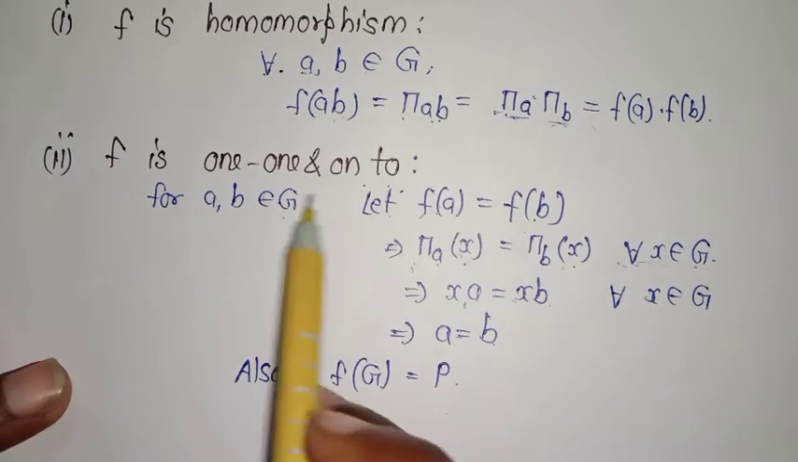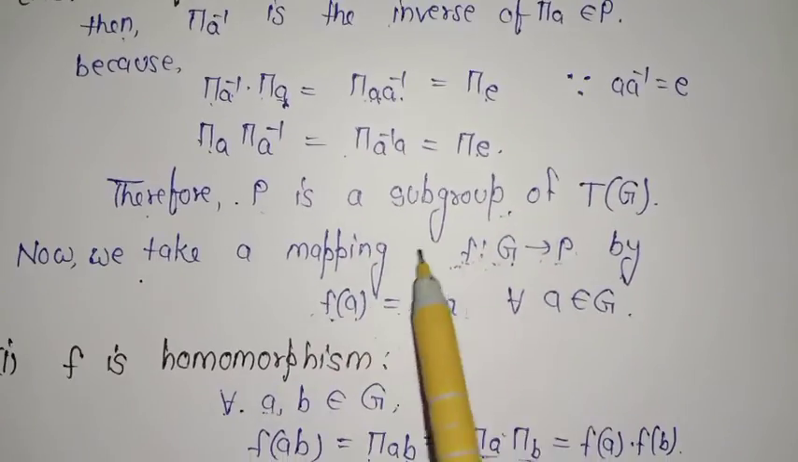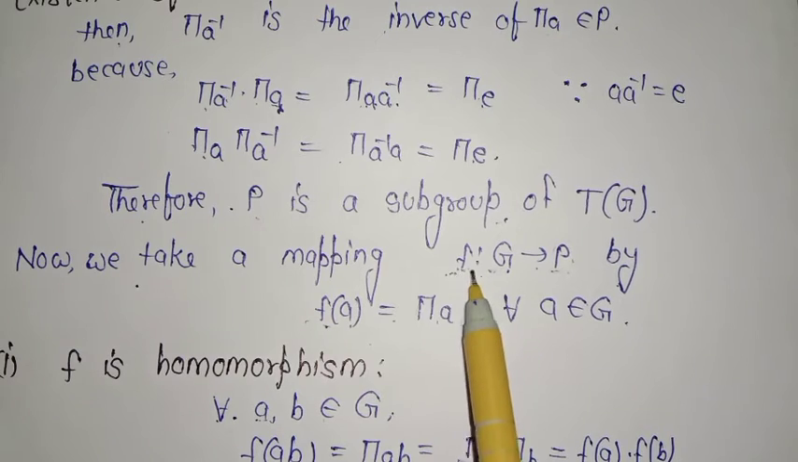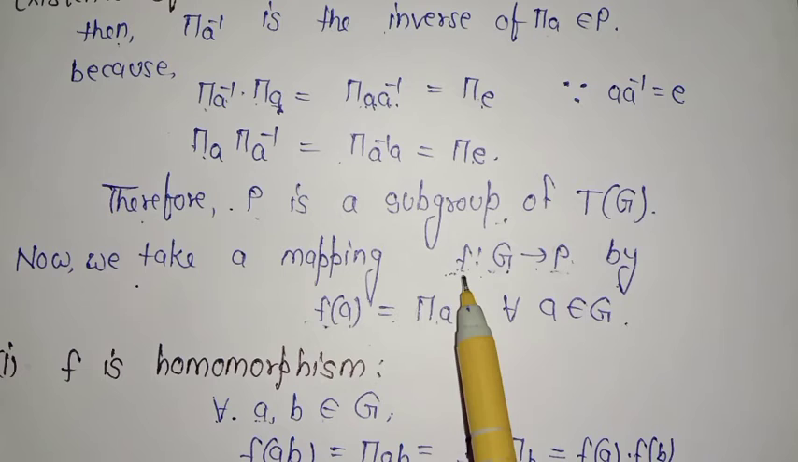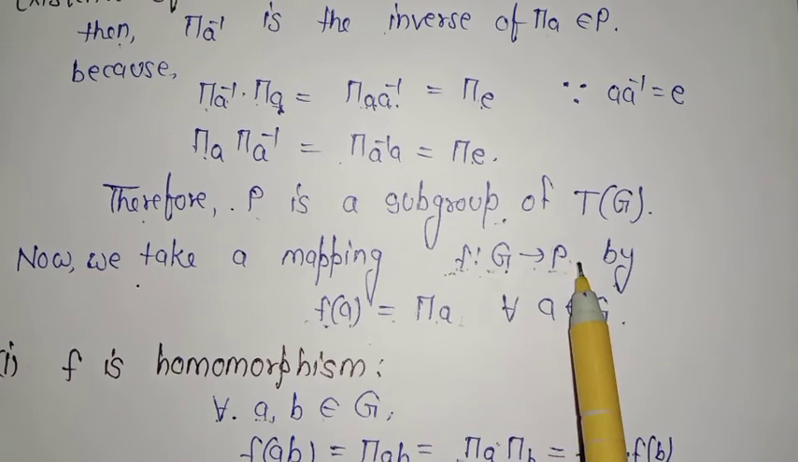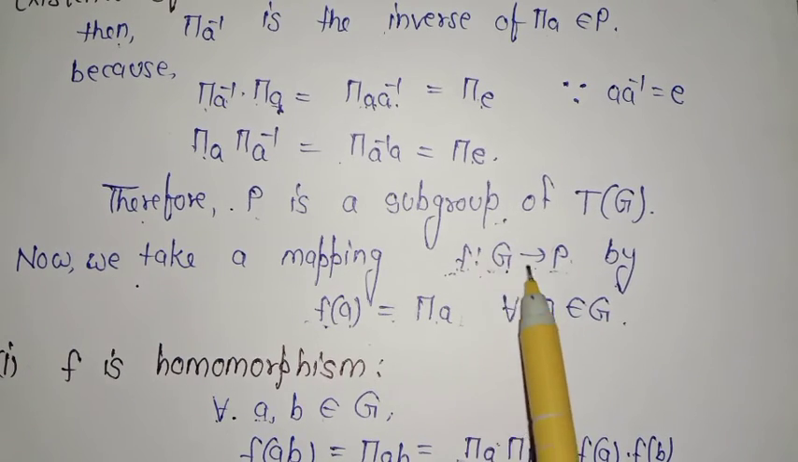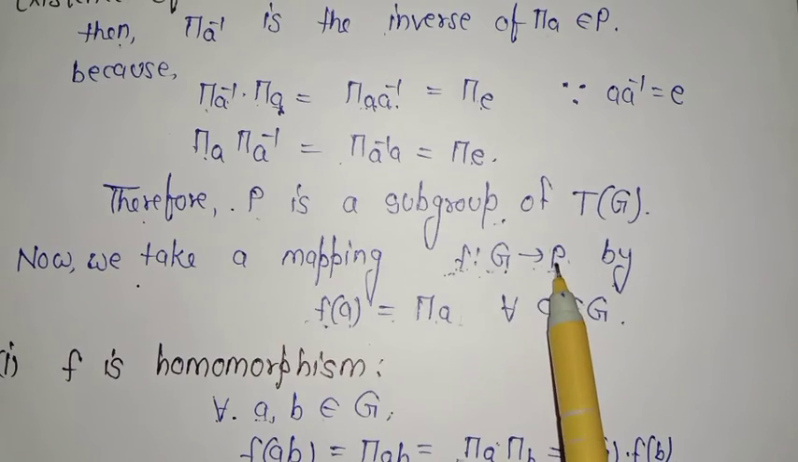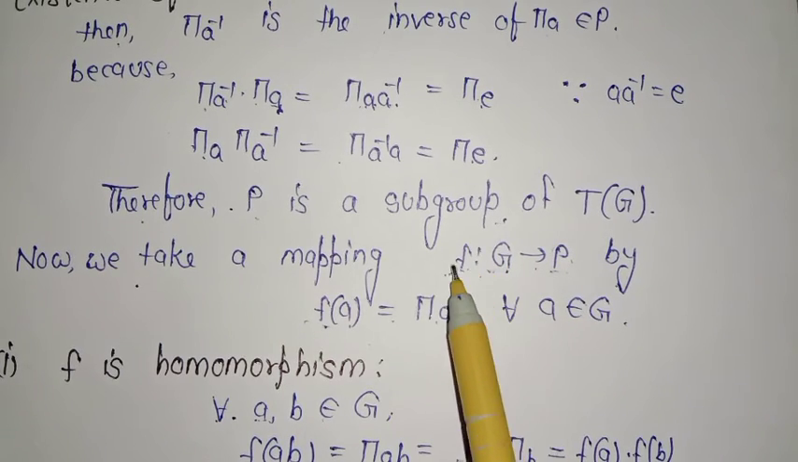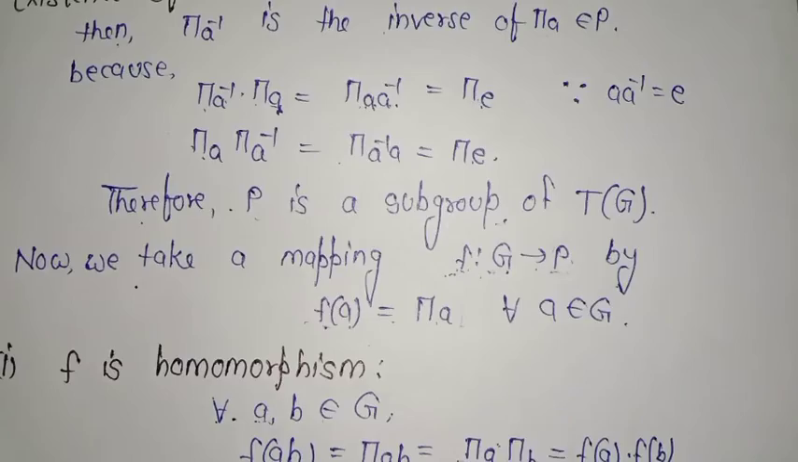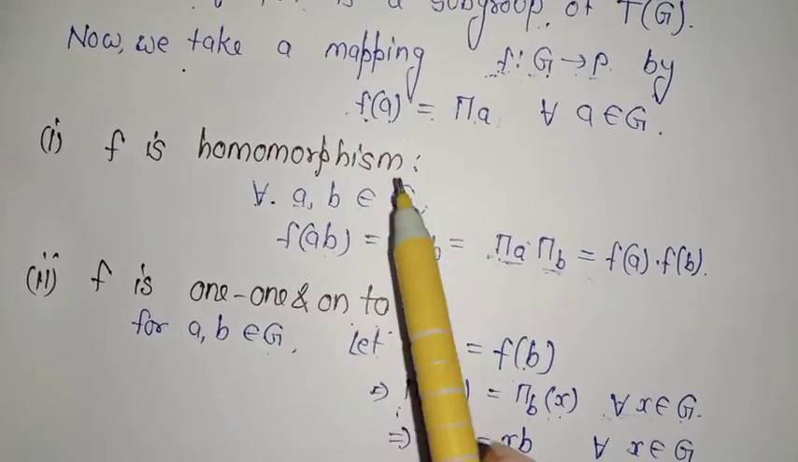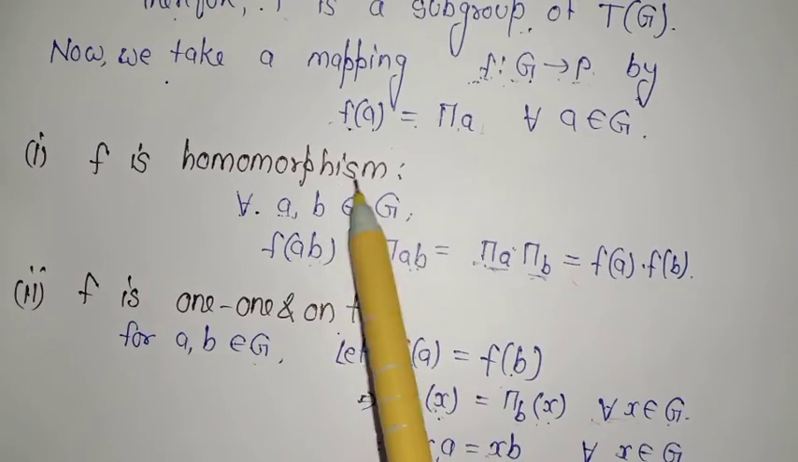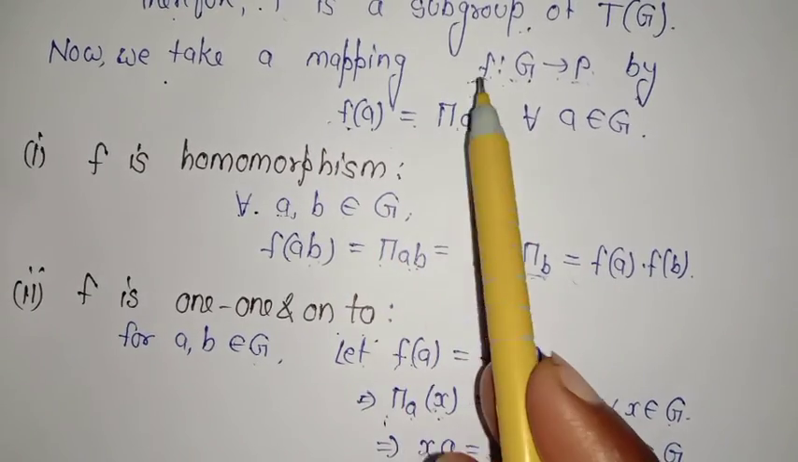Now this is onto itself, because if we see our function that we have defined, we are defining the function from G to P. So P must be equal to f of G, because we are taking the function from G to P. So all the elements from here are going to P by the function f. So f of G should be equal to P. So this is onto clearly. So all the conditions of isomorphism are satisfied. That is, f is homomorphism, f is one-one, f is onto.